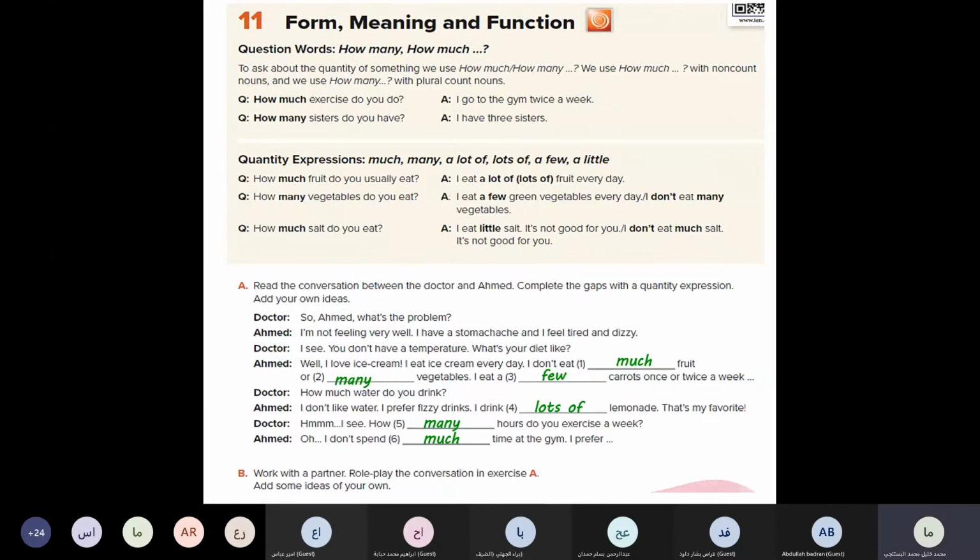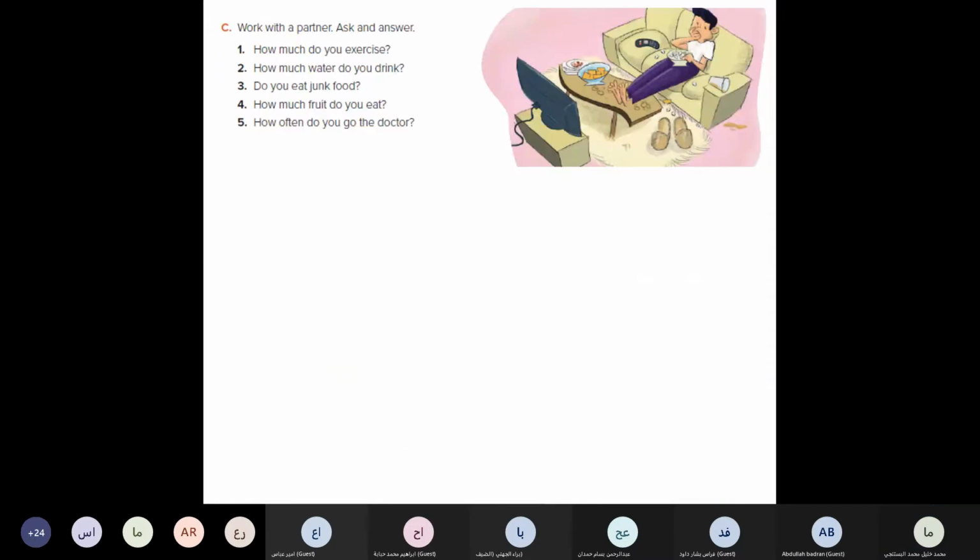Okay, now let's move to the next. Work with a partner, ask and answer. Exercise C. How much do you exercise? Who can answer? Maybe I go to the gym twice a week, 3 times a week, etc. Number 2. Who can read? Teacher, we write or no problem? No need to write. That's up to you. Just have a screenshot after we finish the exercise, okay?